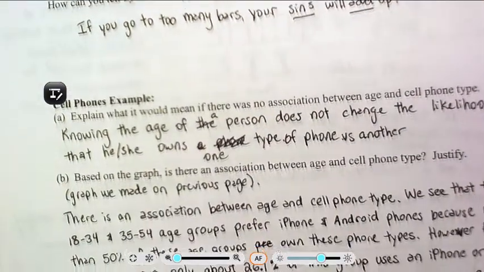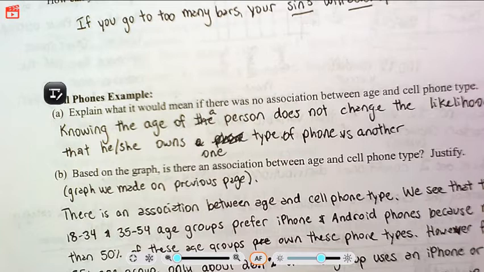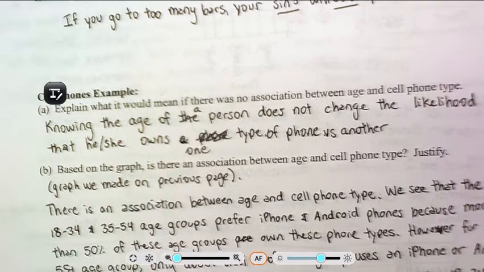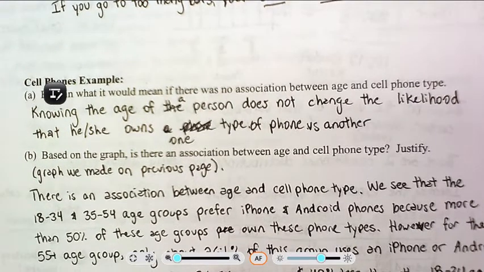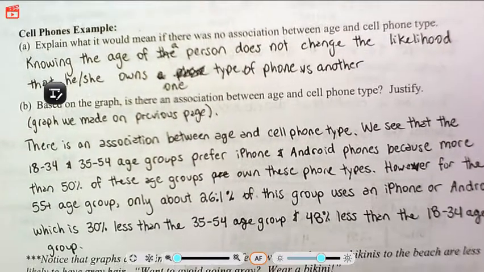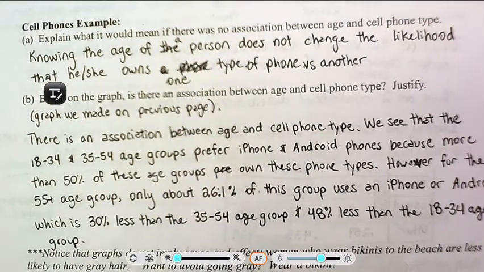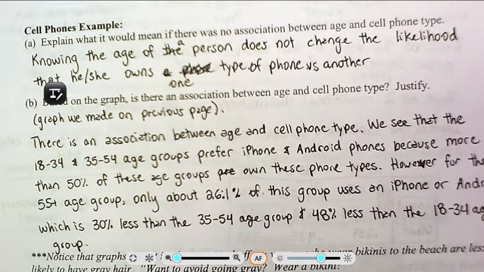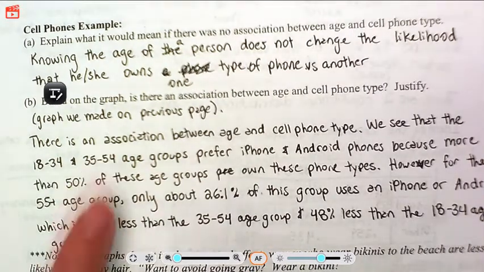Okay, the cell phone example. Explain what it would mean if there was no association between age and phone type. Knowing the age of a person does not change the likelihood that he or she owns one type of phone versus another. Based on the graph, is there an association between age and cell phone type? And justify. The graph we made on the previous page.